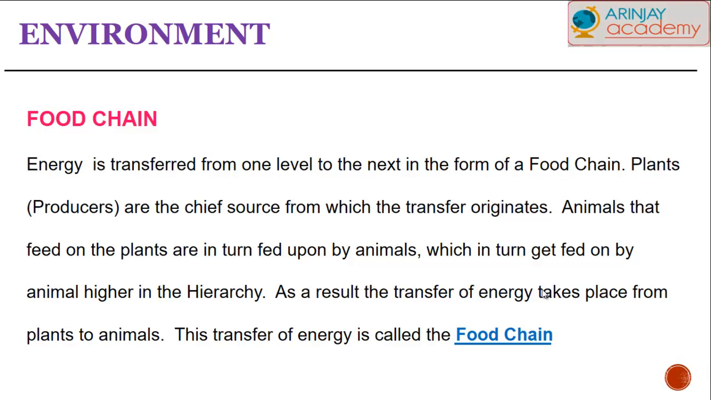Plants, which are the producers, the chief source from which food for other animals originates, transfer this energy to those animals that feed on them. As a result, those animals which have fed on the plants are consumed by other animals referred to as consumers, and this chain goes on and on. As a result, energy will be transferred from the lowest to the highest. At each level of the chain, there is always a transfer of energy. This transfer of energy is called the food chain.